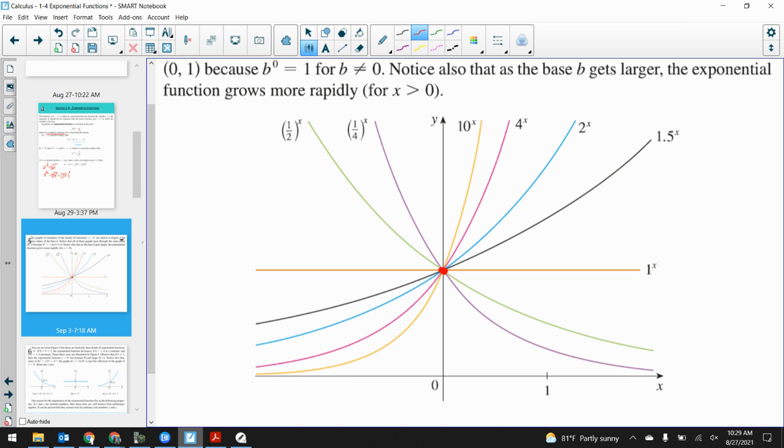1 to the x is not exponential because 1 to any power is just 1, right? So whatever I plug in, the output is always going to be 1. So it actually turns out to be a horizontal line.